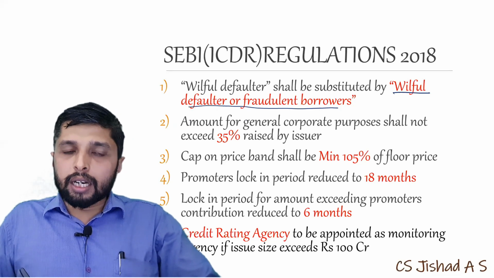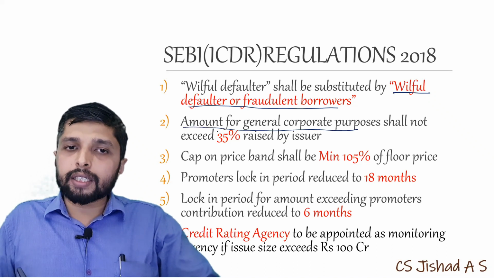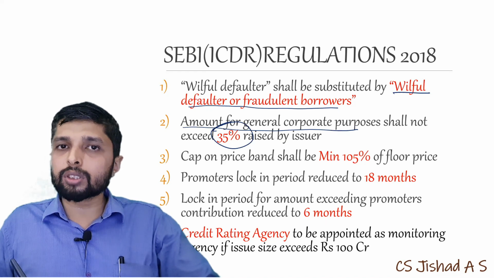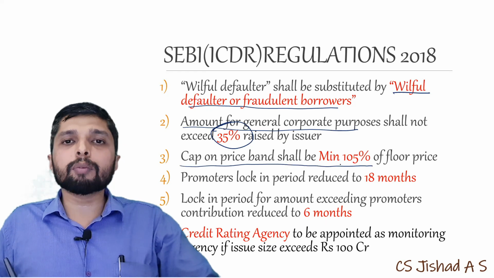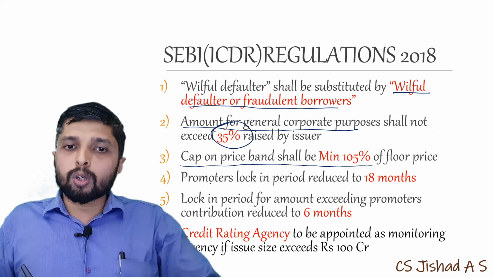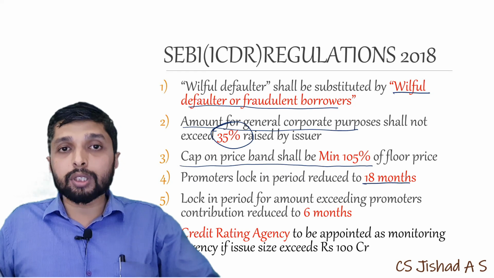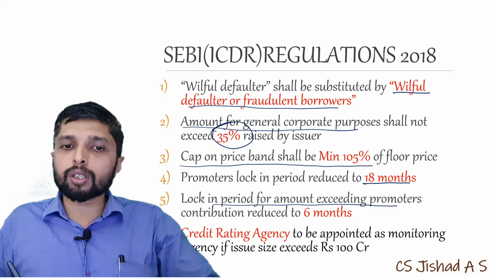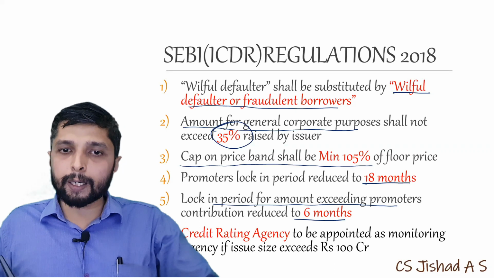Then number 2, amount for general corporate purposes in IPO, FPO shall not exceed 35%. Earlier it was 25%, now it is raised to 35%. Then cap on price band shall be minimum 105% of floor price. Earlier it was 120%. Promoters' lock-in period is reduced to 1.5 years, 18 months, it was earlier 3 years. Then lock-in period for amount exceeding promoter contribution is reduced to 6 months from the period of 1 year.